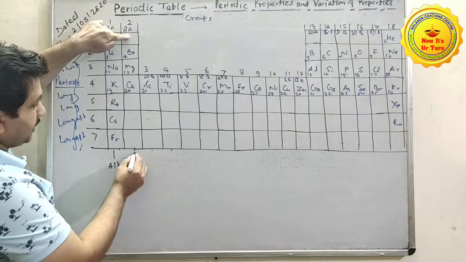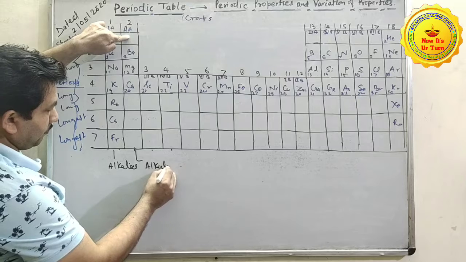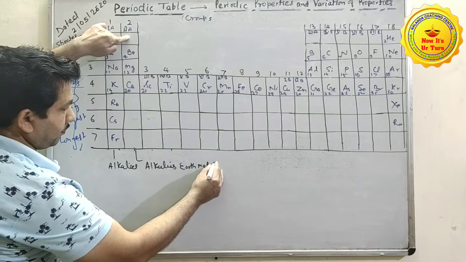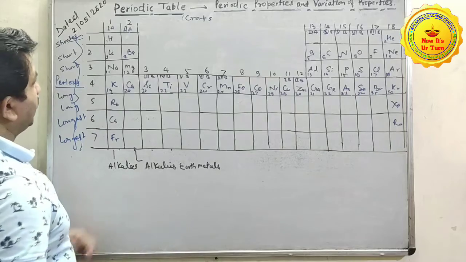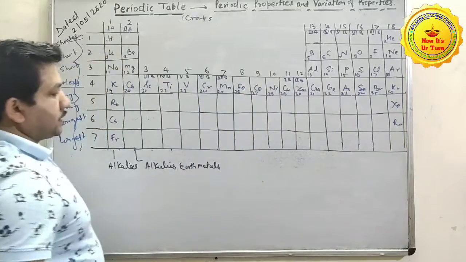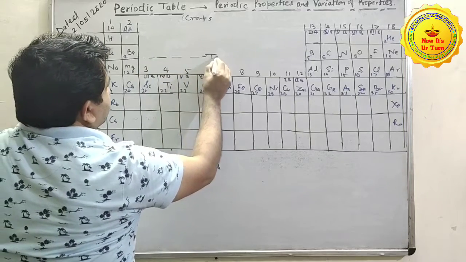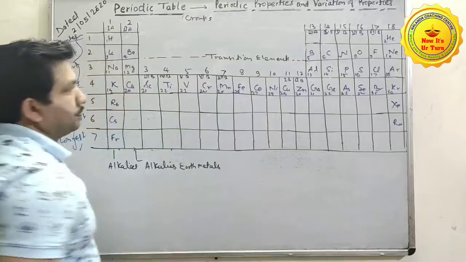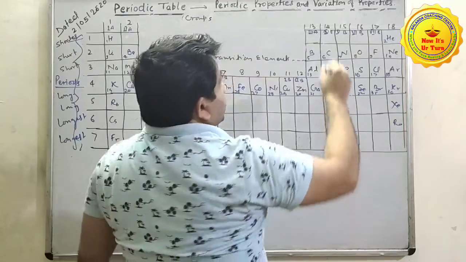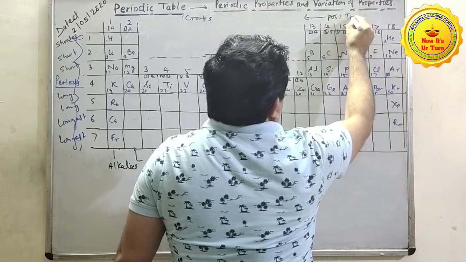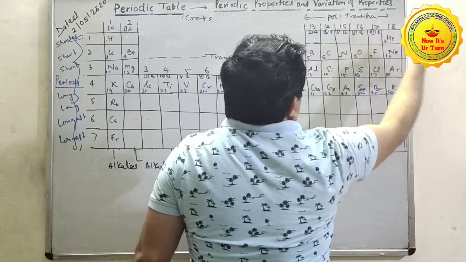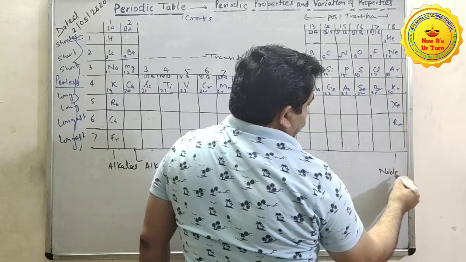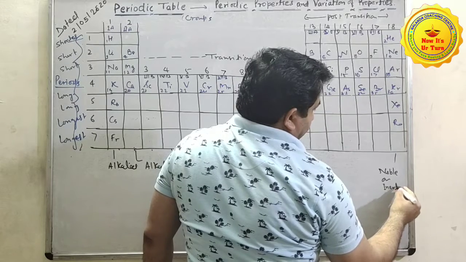Alkalis. These are alkaline earth metals. These are transition elements. And these are post-transition elements. And here the last column is of noble gases. These are noble or inert gases.